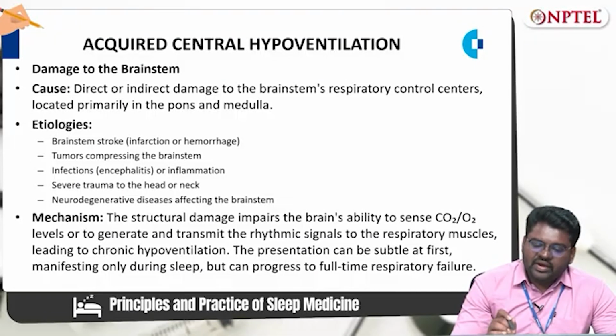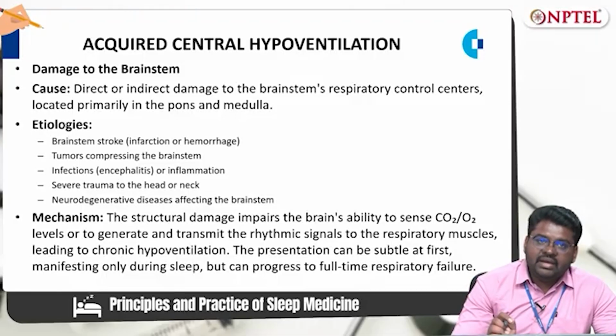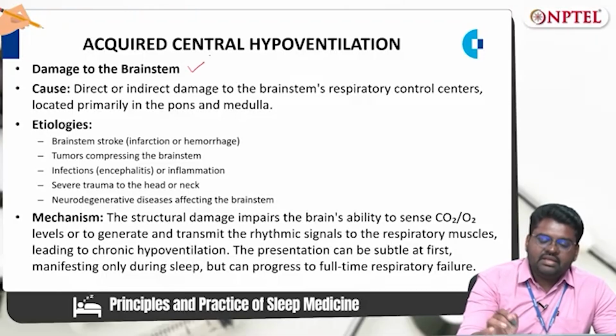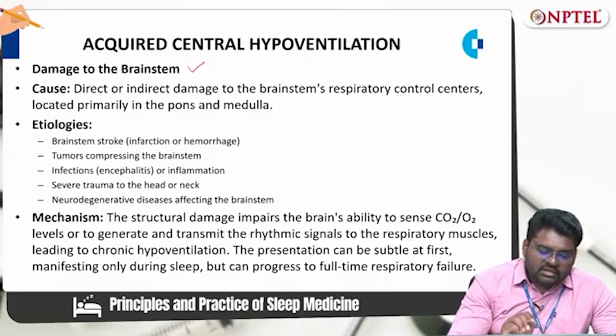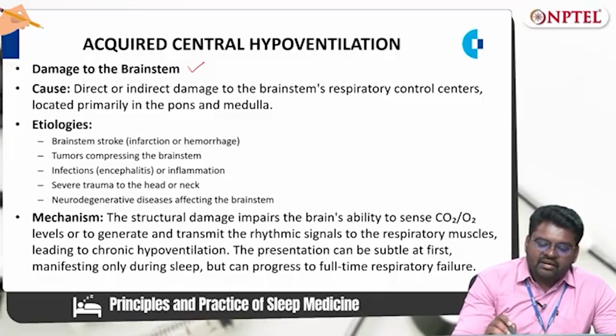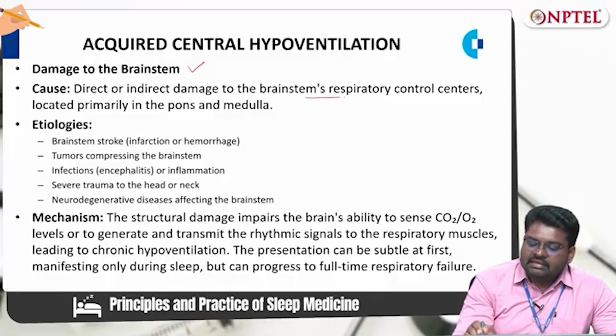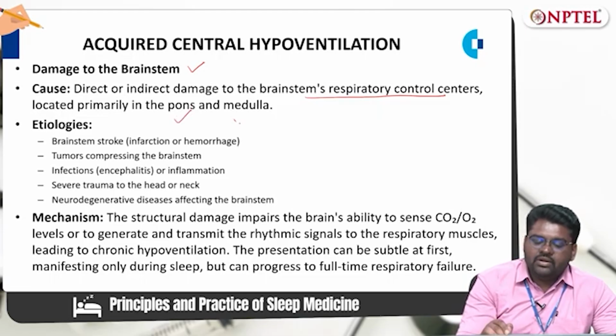Next is acquired central hypoventilation. This is hypoventilation associated with damage to the brain stem, that is, the root is affected. The cause is direct or indirect damage to the brain stem's respiratory control centers, basically located in the pons and medulla.